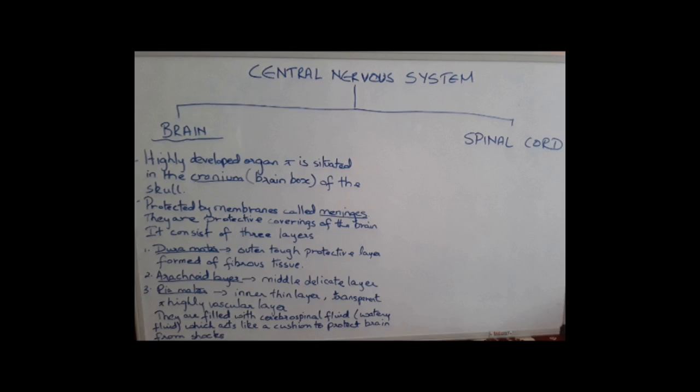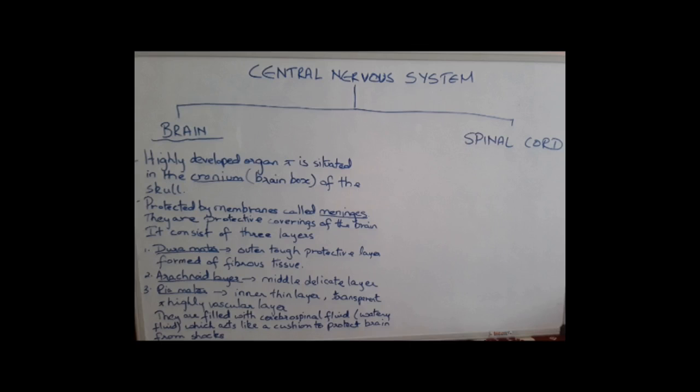The first one is the dura mater, which is made up of fibrous tissue. It is the outermost protective layer. Second, the middle one is the arachnoid, a delicate membrane. And the third one, the innermost, is a transparent, highly vascular layer known as pia mater.